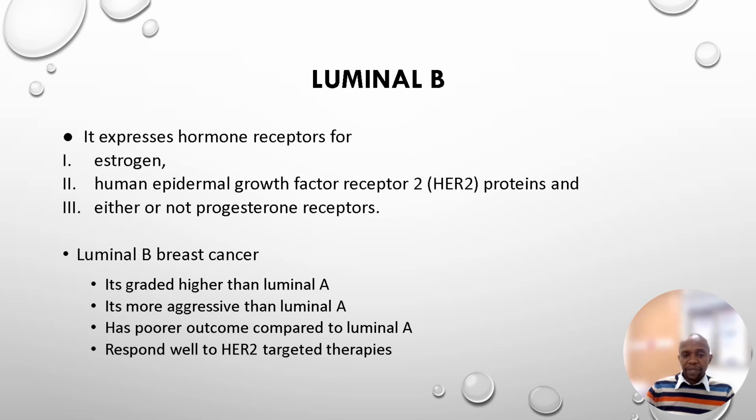When you go to Luminal B, it expresses hormonal receptor, estrogen, human epidermal growth factor, that is HER2, and either or not receptors of progesterone. Compared to Luminal A, Luminal B is graded higher than A. Luminal B is more aggressive than Luminal A, has poorer outcome compared to Luminal A, but it responds well to HER2 targeted therapy.